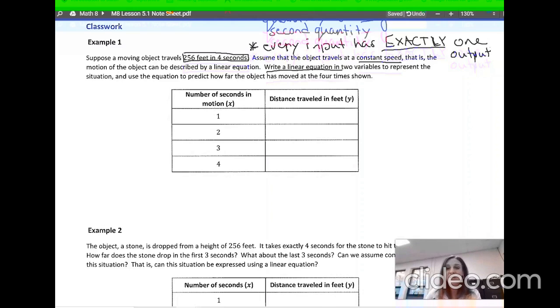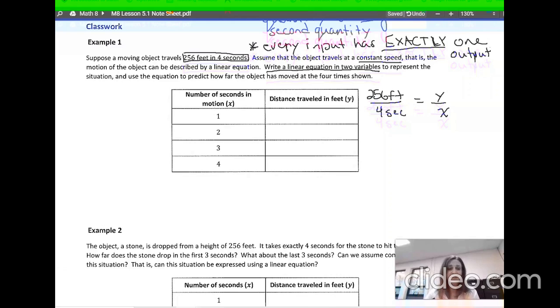Write a linear equation in 2 variables. Oh, we've done that before to represent the situation. So remember, the 8th grade way of doing this is we did distance over time. So 256 feet in 4 seconds. And remember, we set that equal to y over x. Notice we have our x values right here and our y values right here.